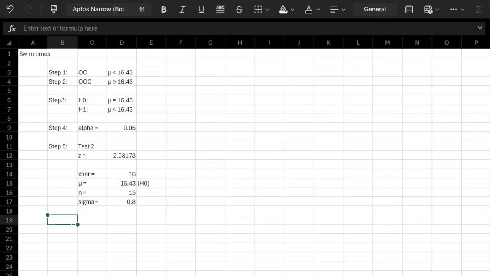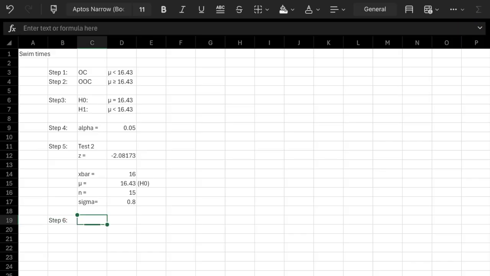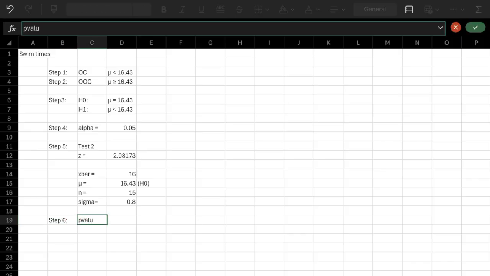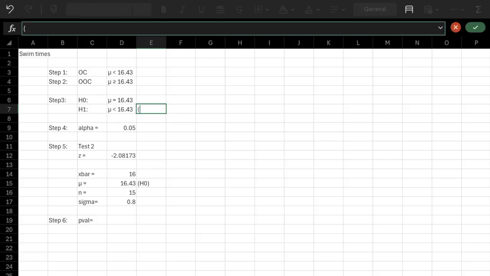Okay, we are done with step 5. We identified the test and we got the test statistic. Time for step 6 now, the p-value. Well, the p-value is going to equal... okay, is this a right-tailed test, a left-tailed test, or a two-tailed test? All I need to do is look at the alternative hypothesis. I see less than, that's a left-tailed test.